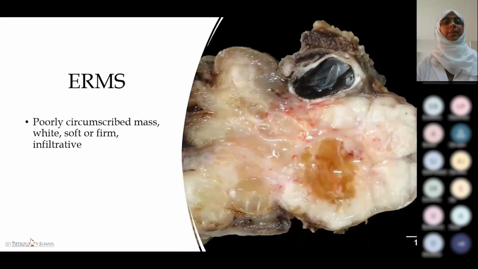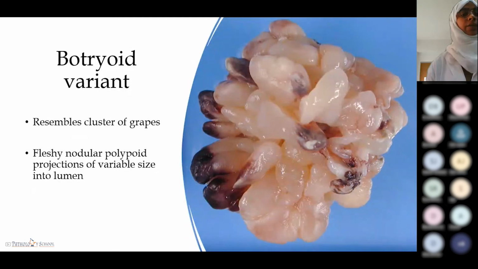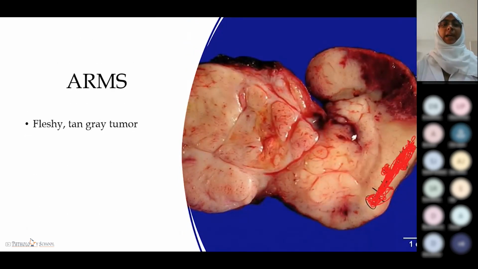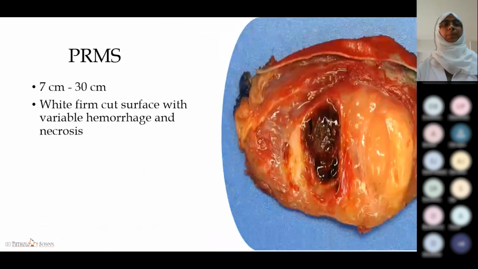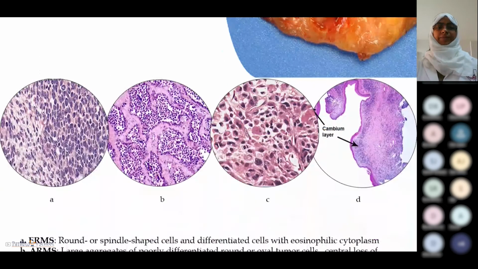When you look at the gross, embryonal will be a poorly circumscribed mass with wide, firm to soft infiltrative margins. Also a variant of it, the botryoid variant, very important, resembles a cluster of grapes. It will have fleshy nodular polypoidal projections, just like nasal polyps. The alveolar type of rhabdomyosarcoma is also a fleshy tan gray tumor. And the pleomorphic are generally confined to the fascial compartment and assume the shape of the muscle. They are 7 to 30 centimeters and have a wide cut surface with variable areas of hemorrhage and necrosis.